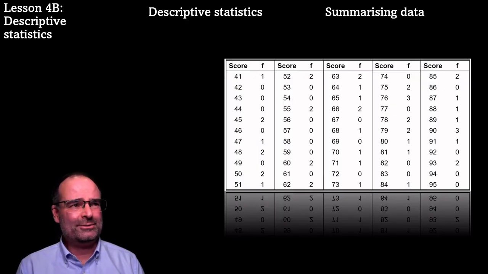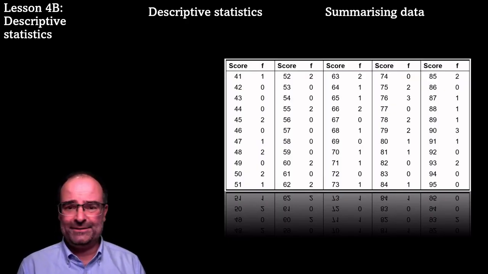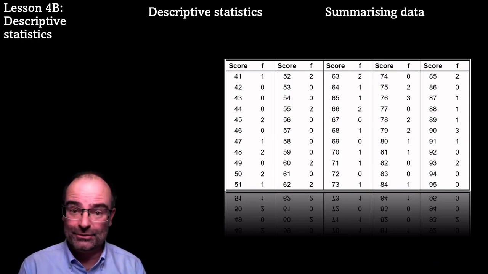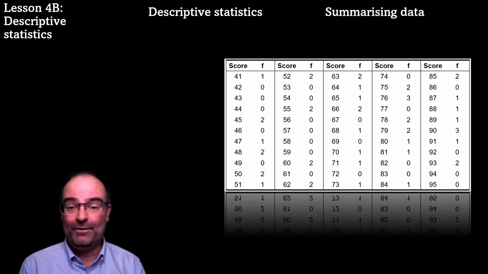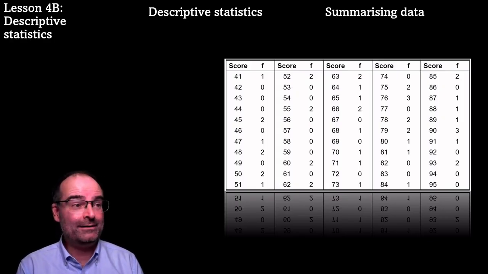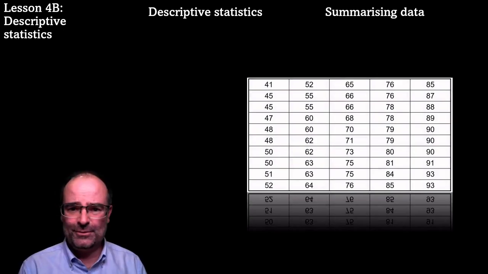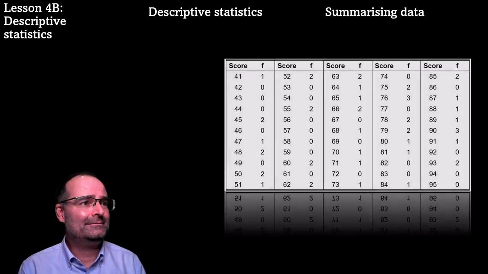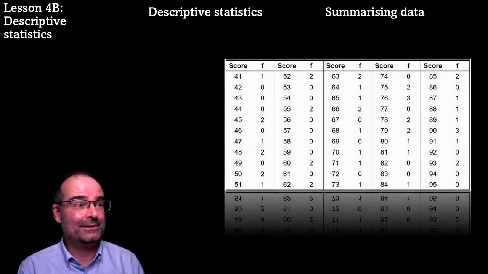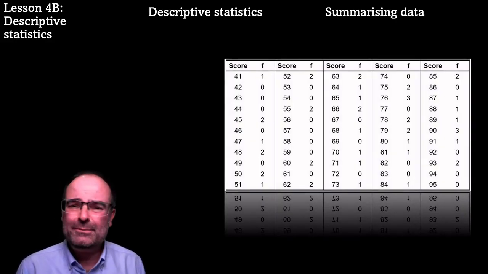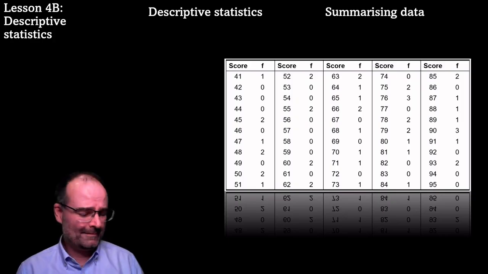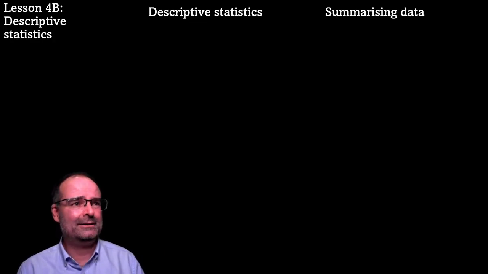See those little columns with F? That means frequency, which in simple terms is how often the score occurred. There was one 41 and there were two 45s, okay? And there were no 42s or 43s. Or 44s, so 1, 0, 0, 0, 2. It's just the number of times a score occurs. That's hopefully easy to understand.